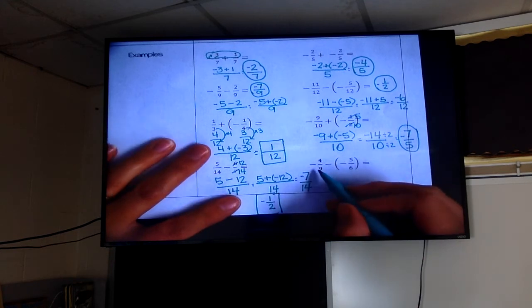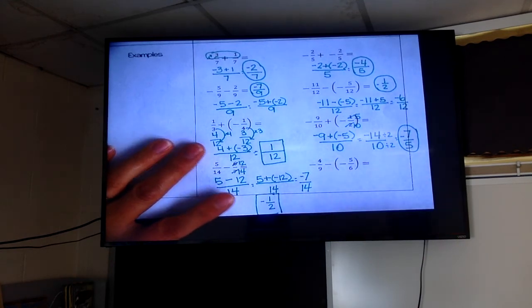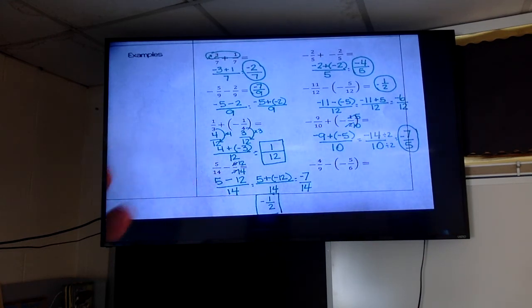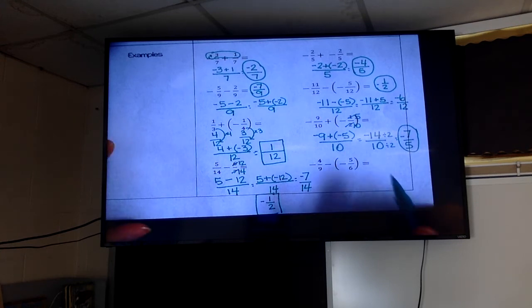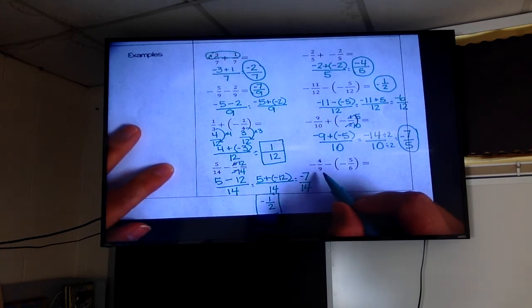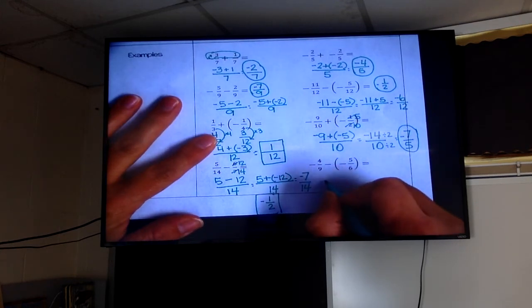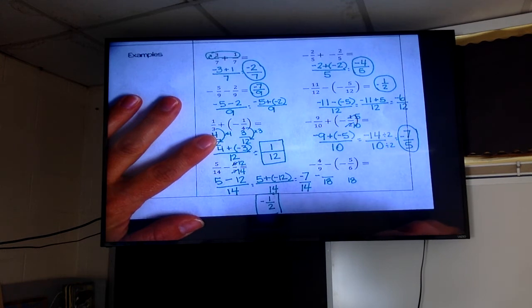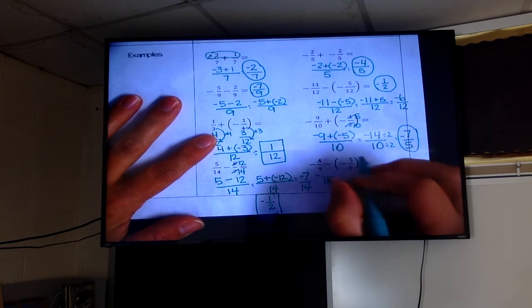Right, one more time. So I have 9 and 6, and I need to come up with the smallest common denominator. Okay, 9 and 6, so I'm going to start counting by 9s. 9, 18. Okay, can 6 go into 18? Yes, it can. So 18 is my smallest common denominator. I'm going to rewrite both of them with 18. This time I'm going to do it different. I'm going to rewrite the whole thing. Maybe that'll be easier for some of you.